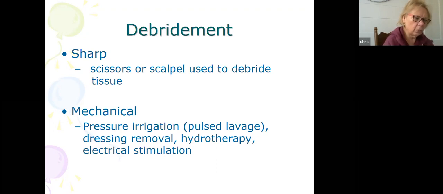You could also do non-selective debridement by removing a dressing. As you remove a dressing, you're removing everything that's under the dressing. Hydrotherapy, by placing them in some kind of a leg tank or arm tank, or if it's a huge amount of area, they could place them in a hover tank. And also through electrical stimulation. So we could use E-stim, we could use high volt.